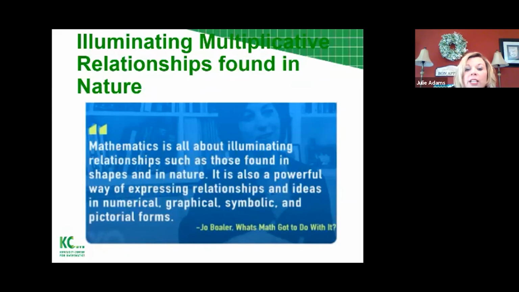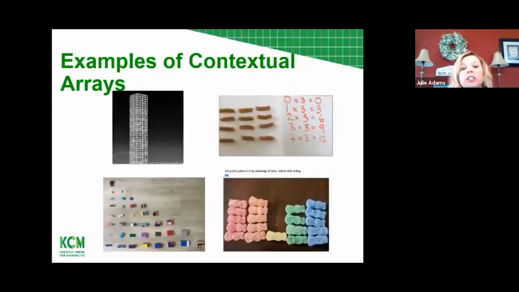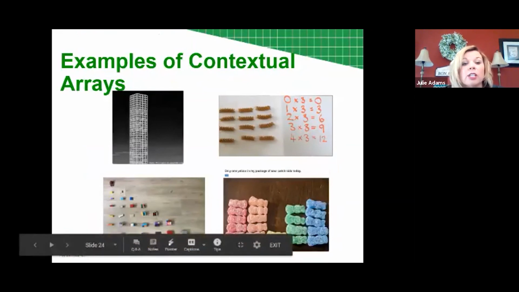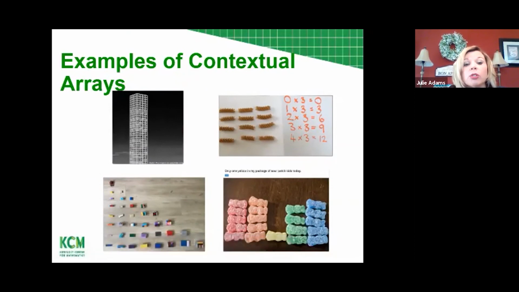So thinking about, I just copied some off the internet that I saw. This building here, so it's a building, and if all of the floors were identical, so how many windows would be on the first floor?